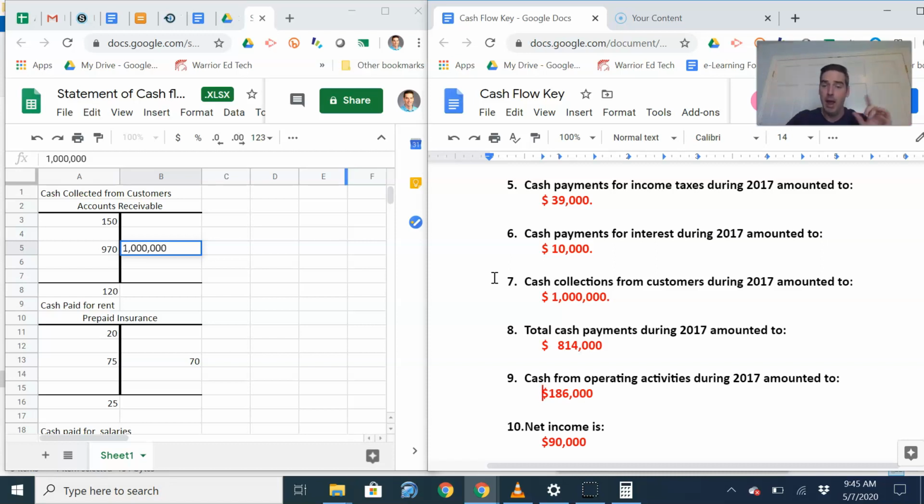Now, net income was $90,000. What we're showing here, and why the problem asked that, is you have to see the difference between the change in cash and income. They're two different things, and the statement of cash flows pulls that out.